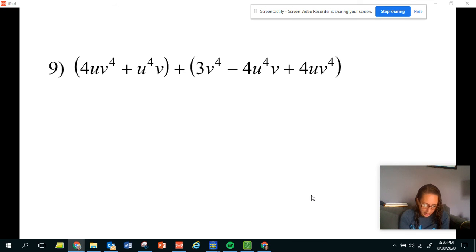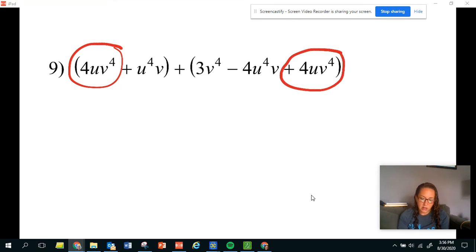So like I'm going to look at this one. It's got a u and then a v to the 4th. So I have to see if anywhere else has the same thing. So here I've got another one that has a u and a v to the 4th. So I'm just going to add those two 4s together to get 8. And then my uv to the 4th doesn't change. I'm just saying that instead, there's a total of 8 of those kinds of variables.